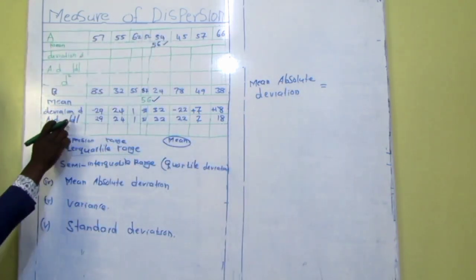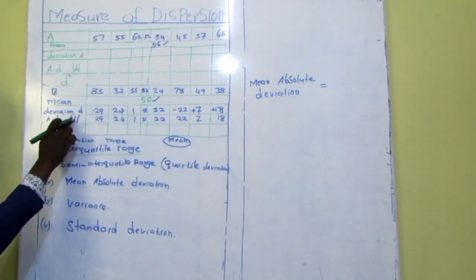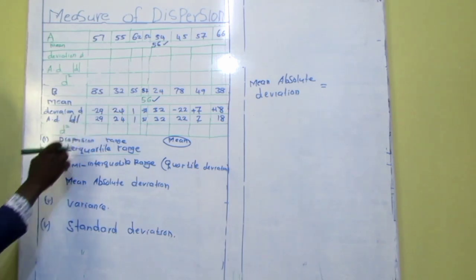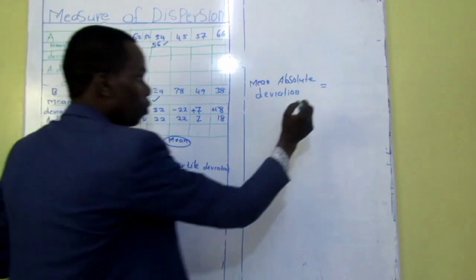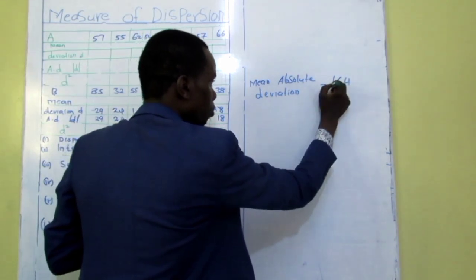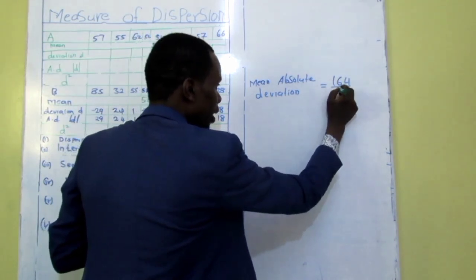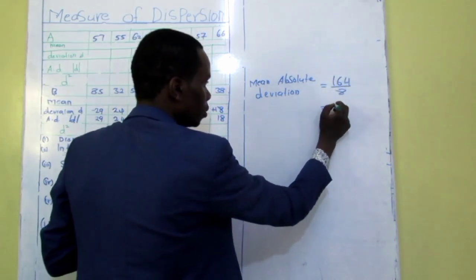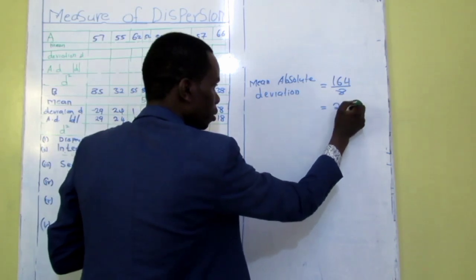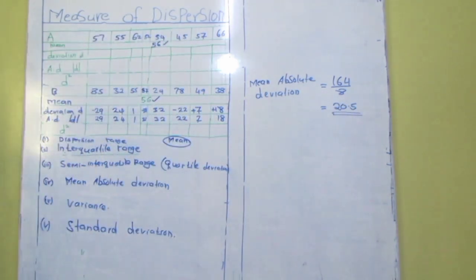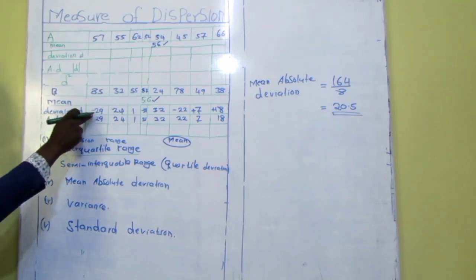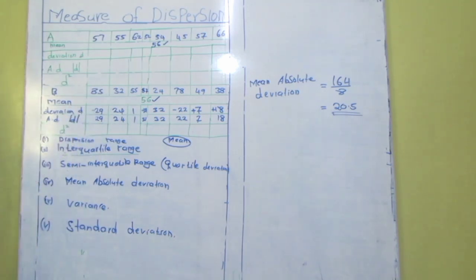What is the total of this absolute deviation? If you add everything, what do you get? 164. 164 divided by 8. So what's the answer? 20.5. So this is called the mean absolute deviation. We have got the mean absolute deviation by ignoring the negative.